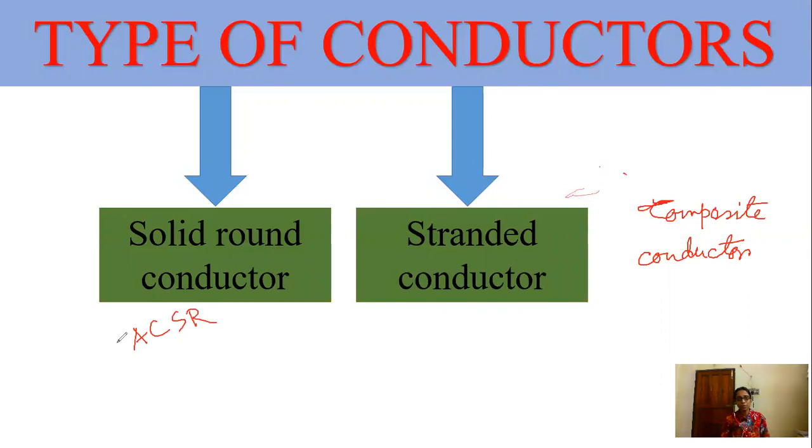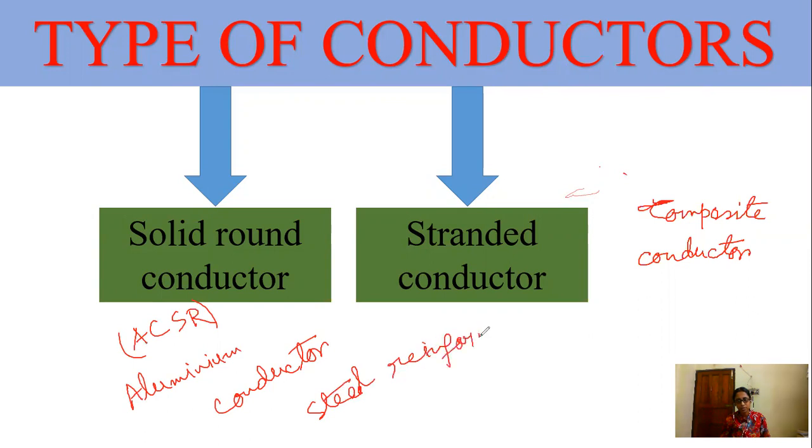What's the full form of ACSR? That is nothing but aluminium conductor, steel reinforced. And what's the advantage of this ACSR over the copper conductor? It's cheaper compared to the copper conductor having equal resistance, and it has greater mechanical strength.